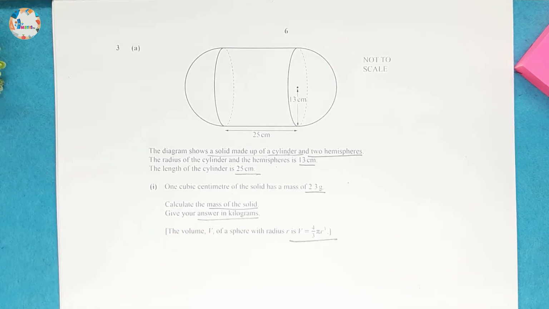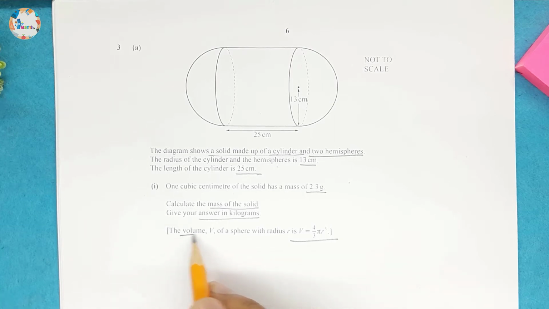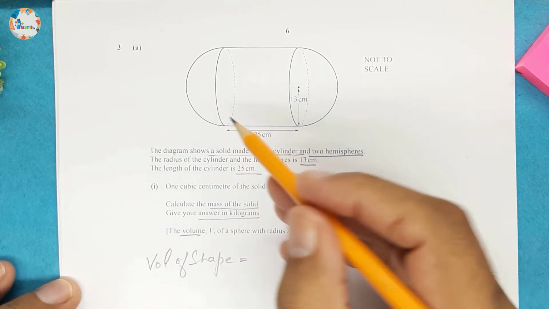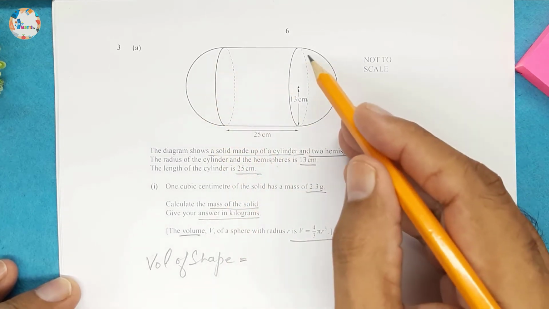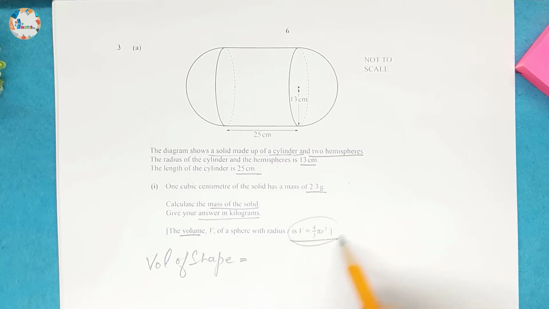The volume of sphere formula they have provided: V is equal to 4 by 3 pi r cubed. So first of all, we'll be checking the volume of the shape. So volume of shape we can write is equal to, this will be hemisphere this side and hemisphere this side. So if we join these two hemispheres, this will be forming the complete sphere. So we can write 4 by 3 pi r cubed. This will be the volume of the sphere.